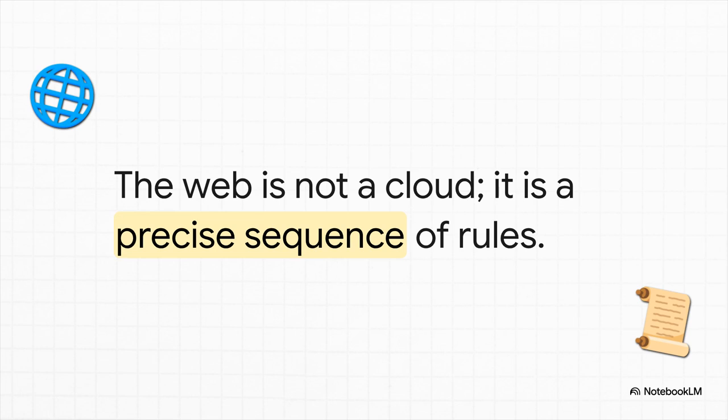So ultimately, the web is not a cloud. It is a precise sequence of rules. It really is time to retire that vague mental model of data floating weightlessly in the ether. We have to replace it with this concrete, rules-based system. It's a structured hierarchy. It's data fragmented into millions of microscopic packets. It's a layer cake of specific protocols working tirelessly across physical cables to connect us all.